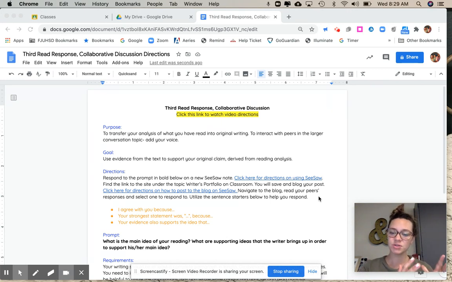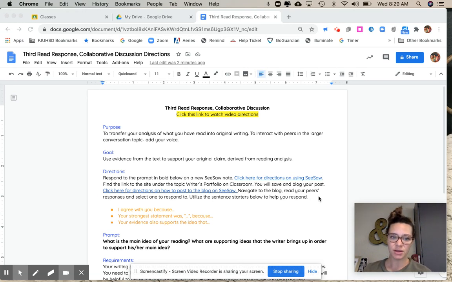So you first listened to audio or you heard an article read aloud for fluency, then you went back a second time, you wrote annotations for that article with metacognitive sentence starters, and you base that off of evidence. And so you're going to now interact with peers in a larger conversation, and you're adding your voice to the conversation of that topic based on what you've read and analyzed.